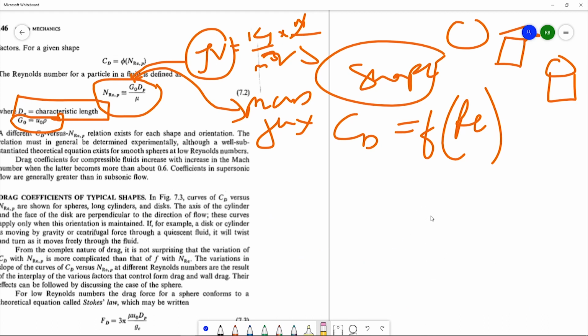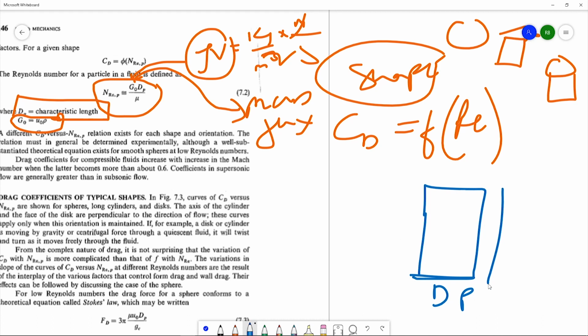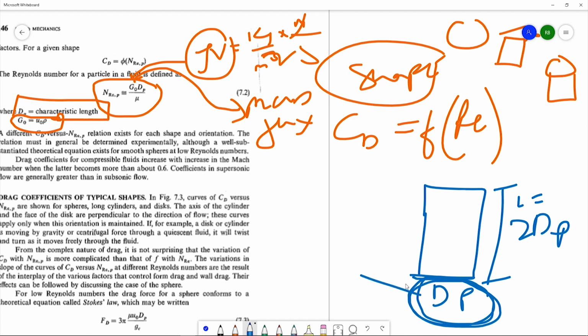Okay, suppose I have a long cylinder. So what is the diameter? Let's say dp. So I can always express this length of the cylinder as, let's say, 2 times dp. So this is the primary dimension. If I use the primary dimension, this is your characteristic length.